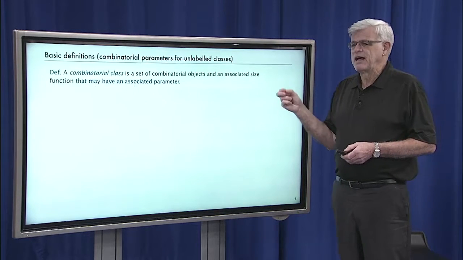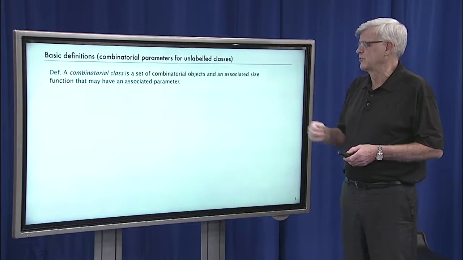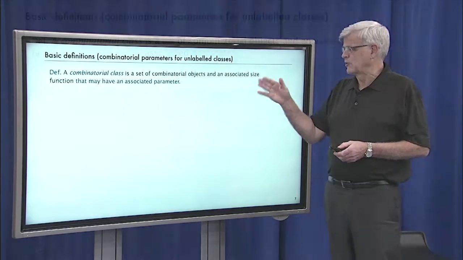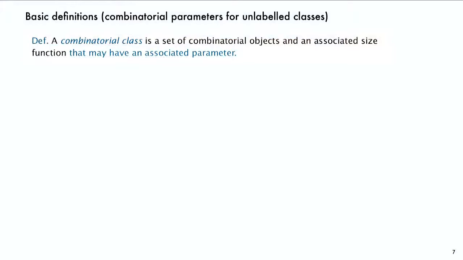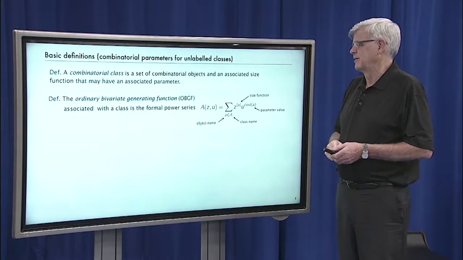Given that, let's revisit our definition of what a combinatorial class is. A combinatorial class is a set of combinatorial objects and an associated size function. That's what we said before. But now we're going to say it may have an associated parameter. That's part of the definition of the class. Every object has a size and it has a parameter value.